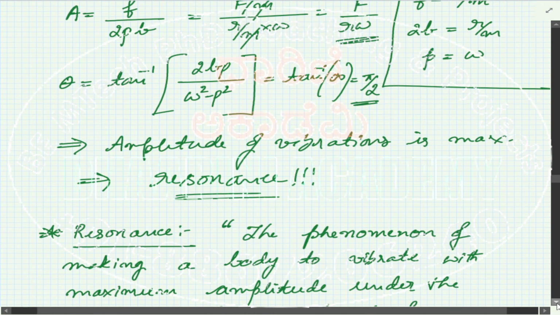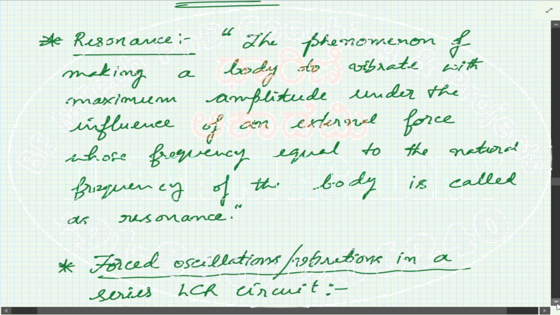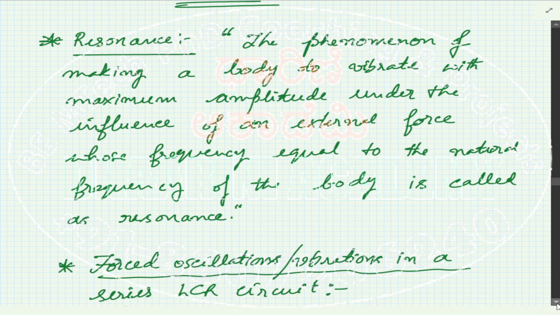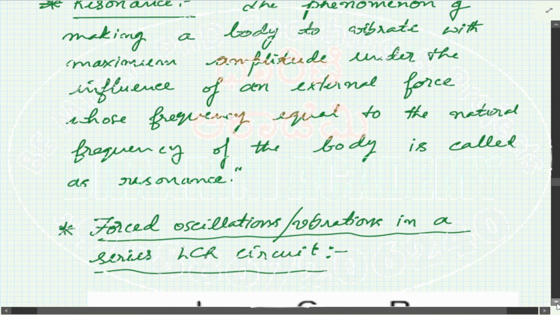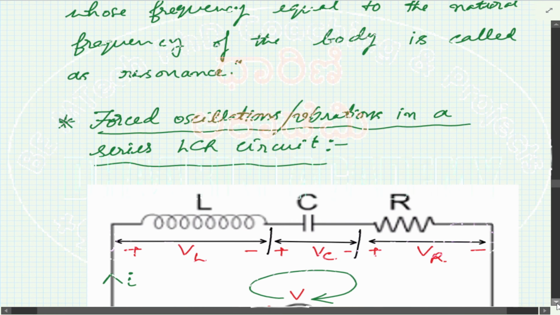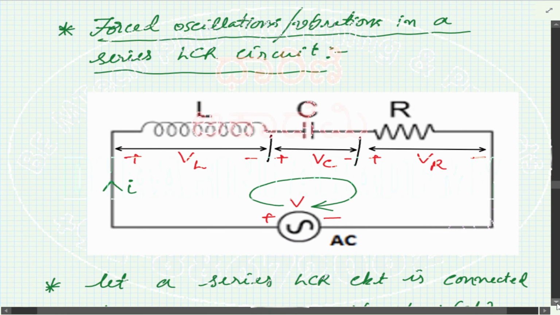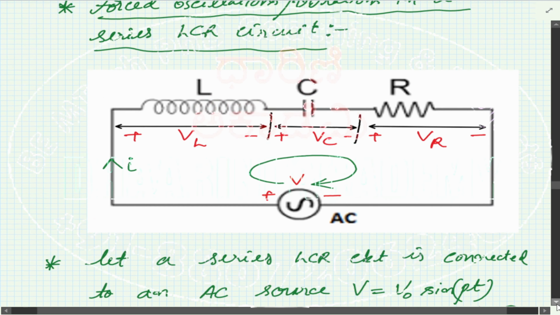Then the concept of resonance was discussed, in which we define that the whole process of resonance is nothing but a body made to vibrate with maximum amplitude under the influence of an external force by making the frequencies of the applied force and the force acting upon it equal. Under this condition, if you make a body vibrate, it is called resonance, and resonance is seen in an LCR circuit. So we saw the series LCR circuit as an example.